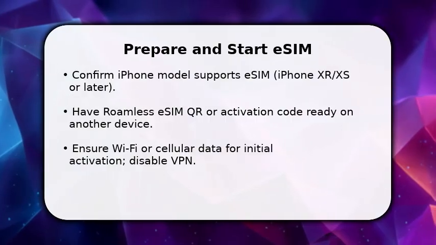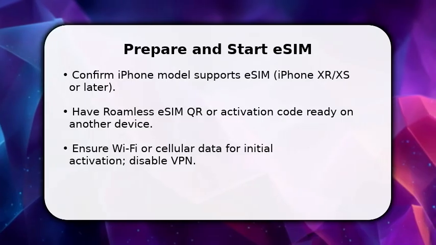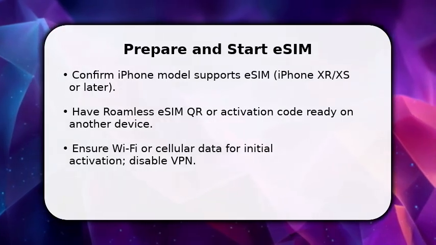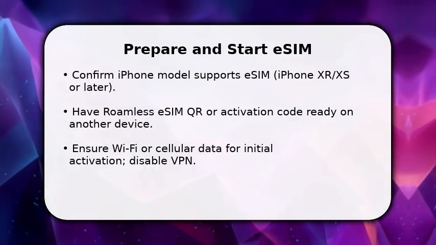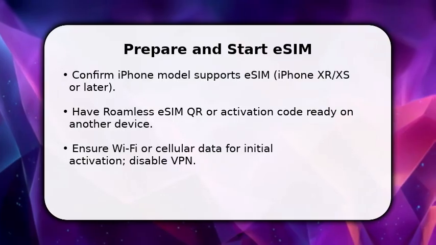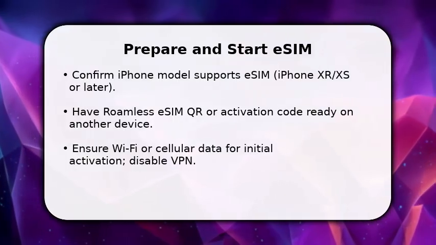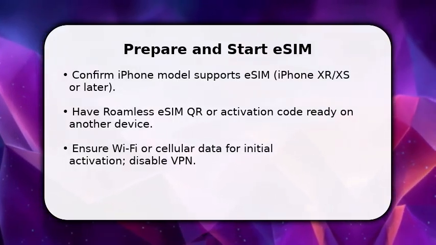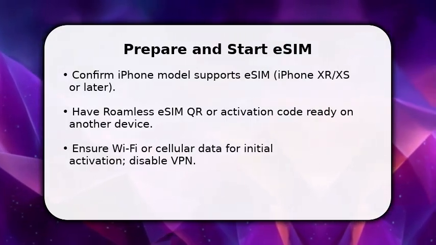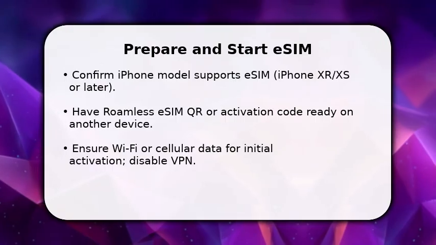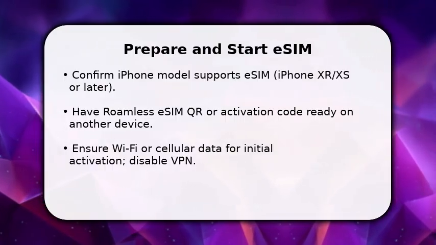You will start by confirming your iPhone supports eSIM and that you can access the Roamless QR or activation code on a second device. Once confirmed, open Settings and tap Cellular to begin. Make sure Wi-Fi or mobile data is active so the phone can download the eSIM profile. Use Add Cellular Plan and scan the Roamless QR or enter the code manually.